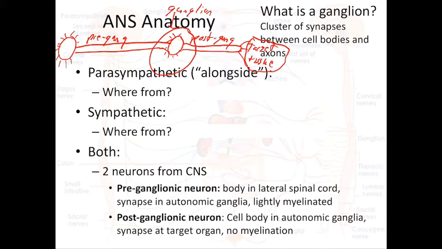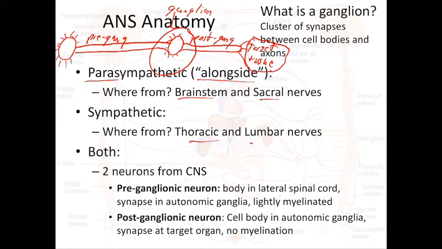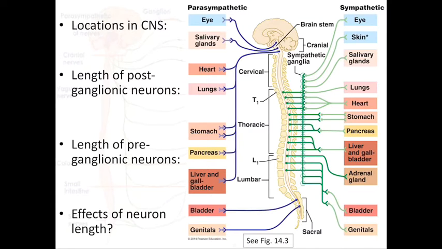A couple other things about why it's named parasympathetic. That literally means alongside. It's because it comes from the brainstem and the sacral nerves, the top and the bottom of the central nervous system, whereas the sympathetic comes from the middle, the thoracic and lumbar nerves. Both of them have these two neurons set up, preganglionic neuron to postganglionic neuron. The cell bodies for the preganglionic neurons are found in the spinal cord. Cell bodies for those postganglionic neurons are found in the autonomic ganglia.